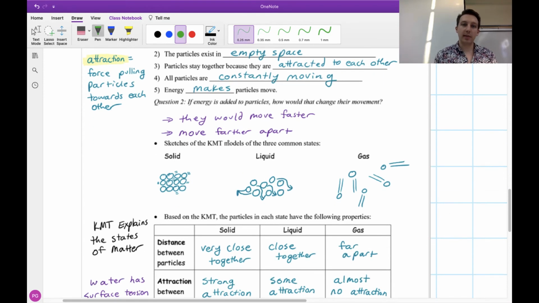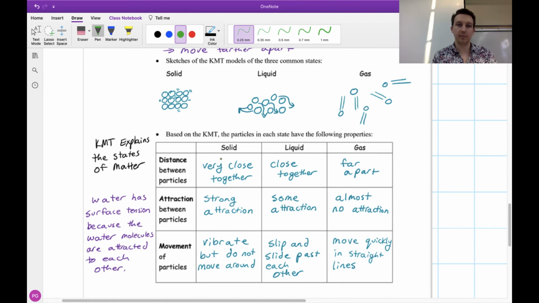So our kinetic molecular theory explains the three different states in terms of how particles are moving. In our solid, the distance is very close together. So they're very close, and there's a strong attraction between all of our particles. So they're really tightly clustered, and there's a really strong interaction. And they move, but they only vibrate. They don't really move around, so they just kind of jiggle around in place.